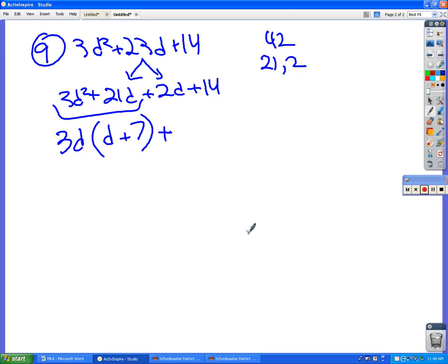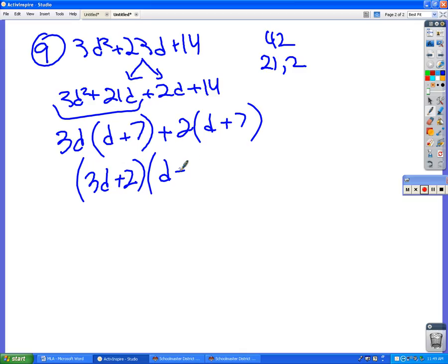What can I factor out of 2D and 14? A 2. What am I going to be left with? D plus 7. 2D is 2 times D, and 14 is 2 times 7. Okay? So the two pieces to my answer are 3D plus 2 and D plus 7.